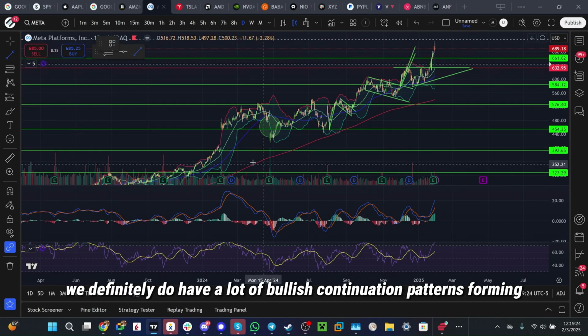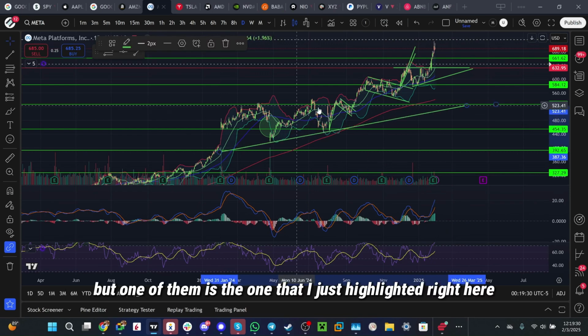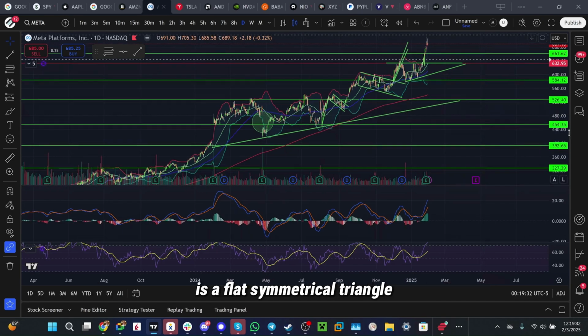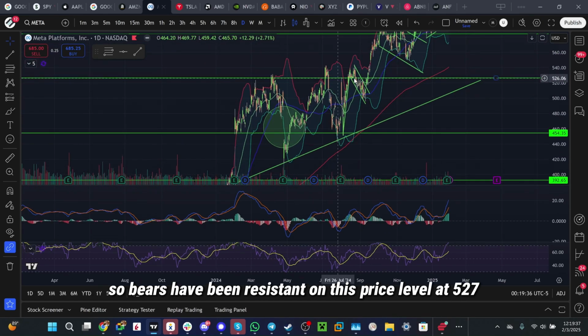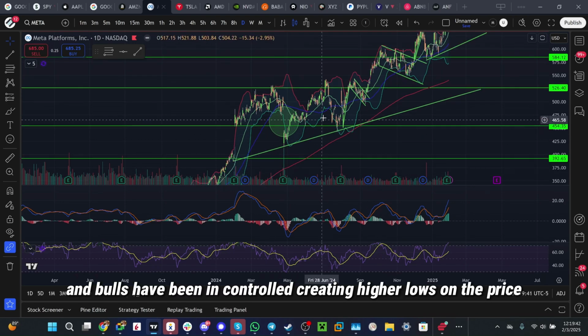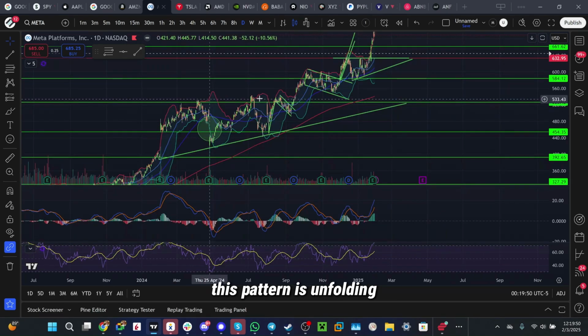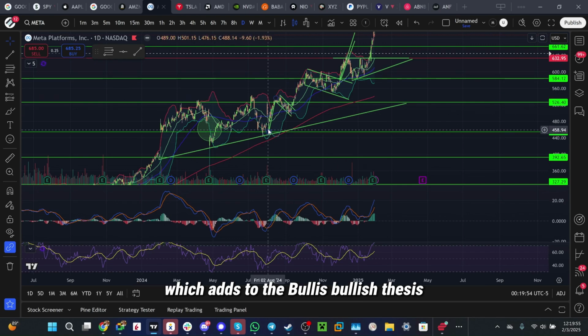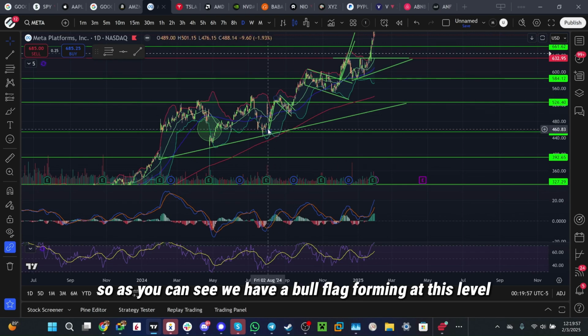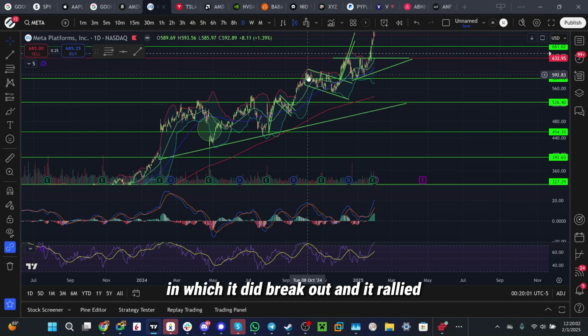We definitely do have a lot of bullish continuation patterns forming on Meta stock. But one of them is the one that I just highlighted right here, a flat symmetrical triangle. So bears have been resistant at this price level at 527, and bulls have been in control, creating higher lows on the price. As this pattern is unfolding, we also see another pattern forming within this pattern, which adds to the bullish thesis. So as you can see, we have a bull flag forming at this level, in which it did break out and it rallied.